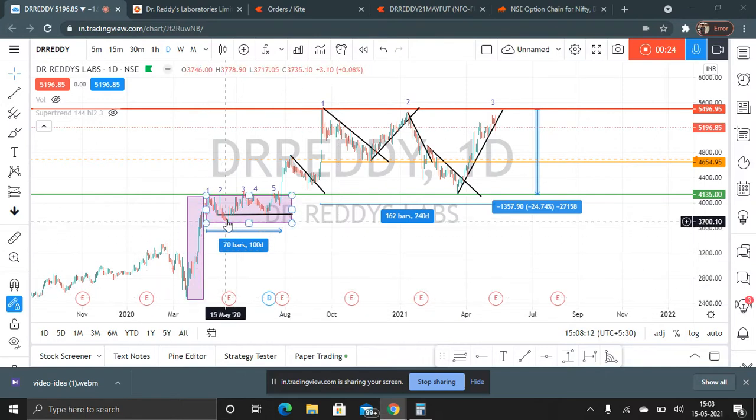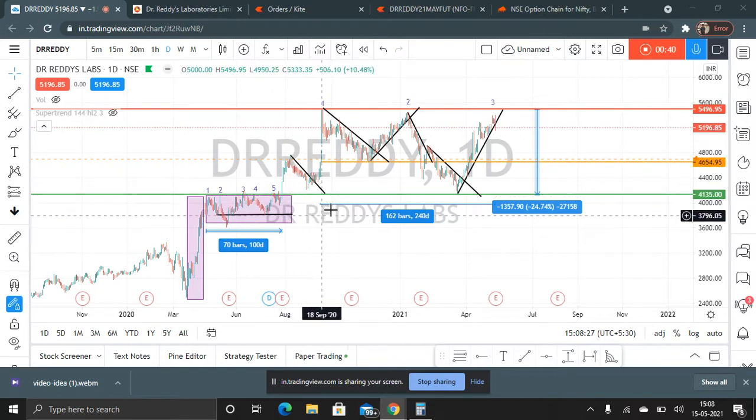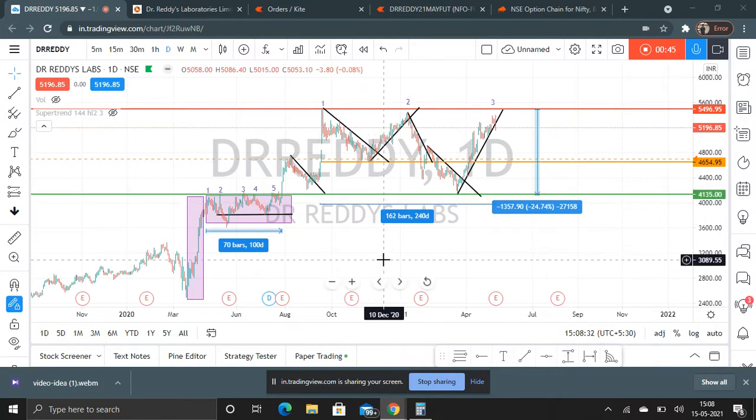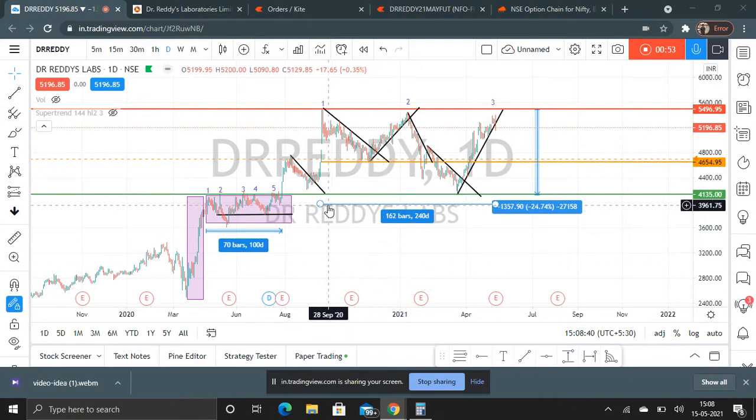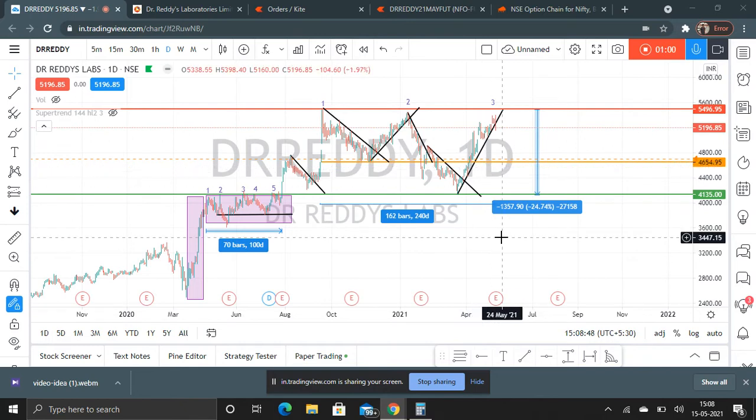You see here, there is a flag pattern, a small flag pattern, a range of 100 days, 70 bars. It tried to break the upper circuit almost 5 times and broke it the 6th time. Similarly, you see there is another, much wider range here, from almost 4135 to 5500, almost 1500 points range. And Dr. Reddy Laboratories in this range for an average of 240 days, almost 162 bars, right?